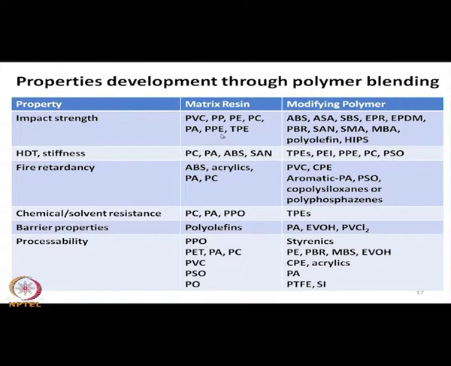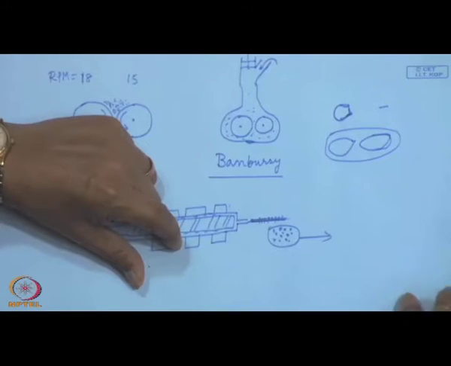Polystyrene is a brittle polymer. To improve the impact properties of polystyrene, we can make a blend of polystyrene with a little bit of polybutadiene, say.